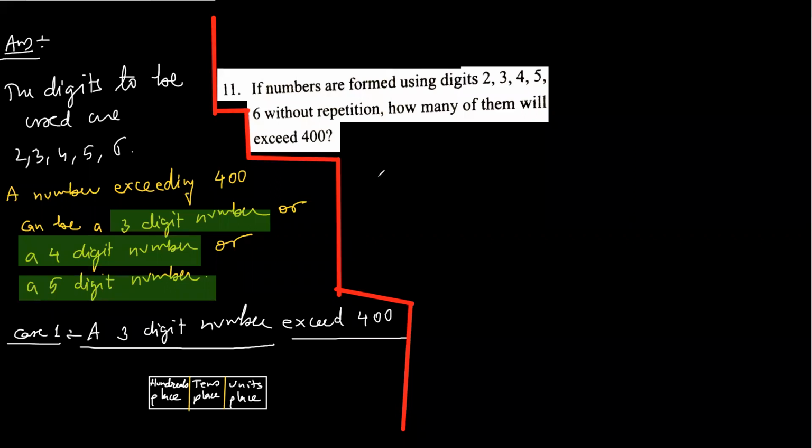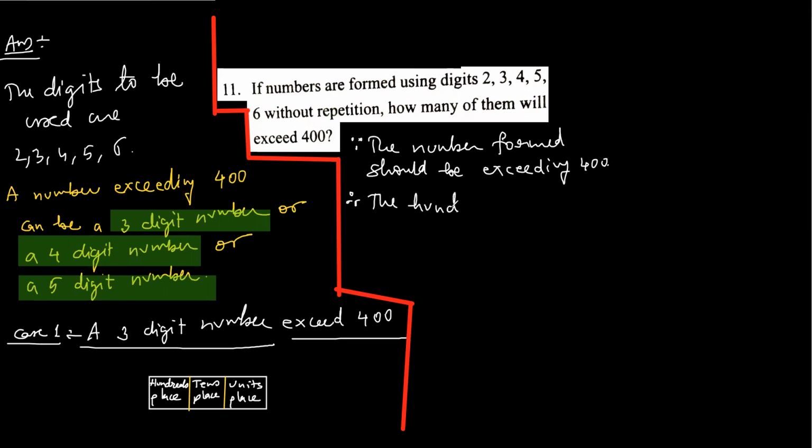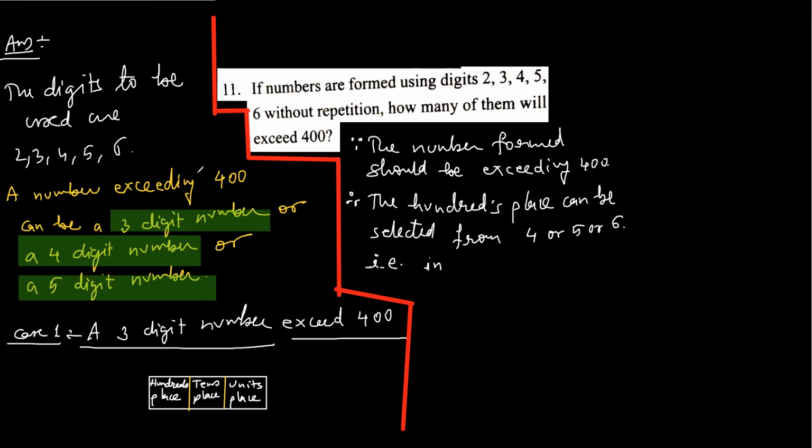I write here: since the number formed should be exceeding 400, therefore the hundreds place can be selected from 4 or 5 or 6. That is, in 3 ways.